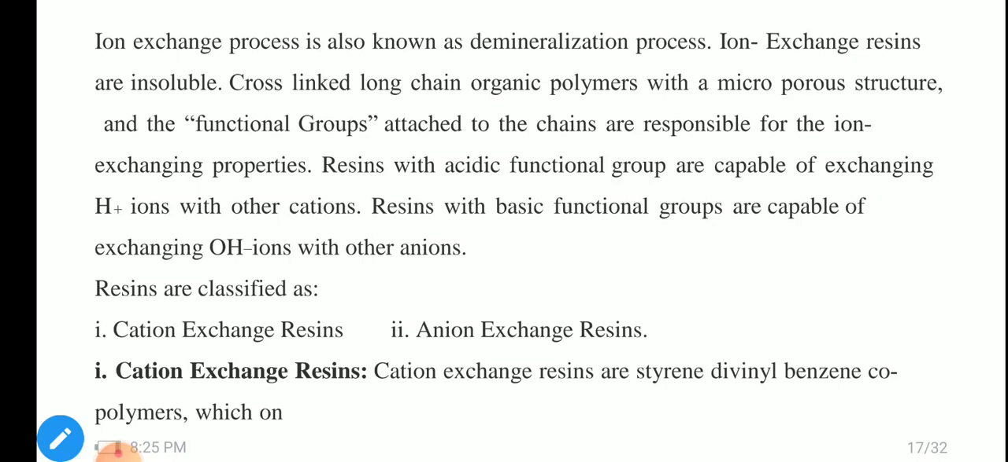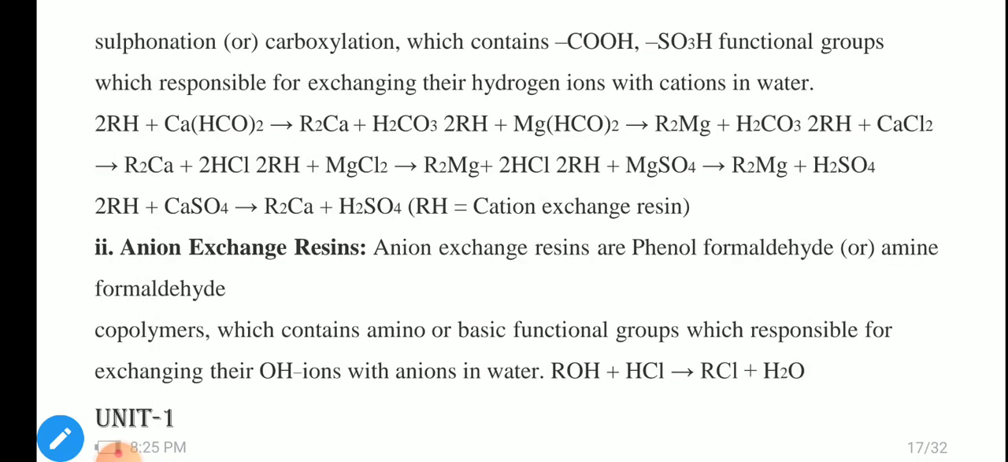The cation exchange resin is a styrene divinyl benzene copolymer which can remove calcium and magnesium dipositive. So these resins are having carboxylic acid or sulfonic acid functional groups. Next, anion exchange resins. Anion exchange resins are phenol formaldehyde or amine formaldehyde copolymers which contain amino or basic functional groups which are responsible for exchanging hydroxyl ions or chloride ions or sulfate ions, etc.